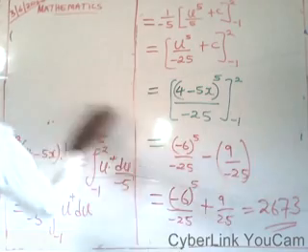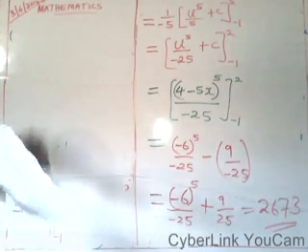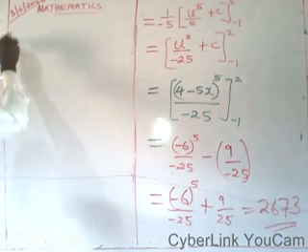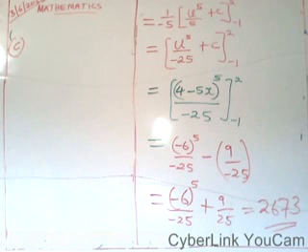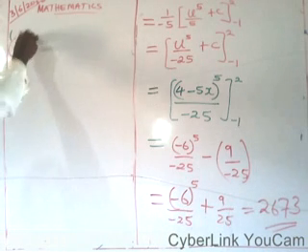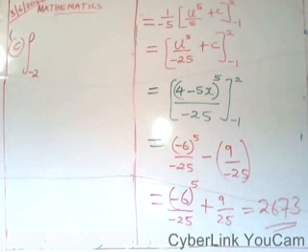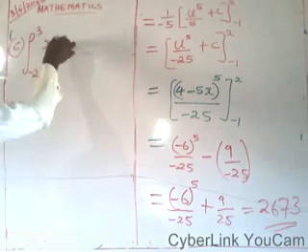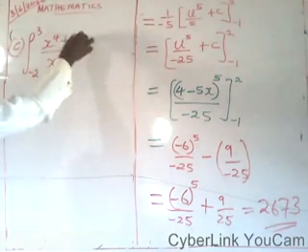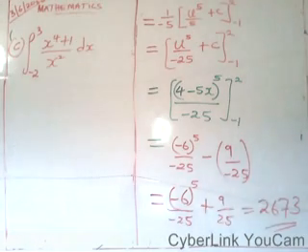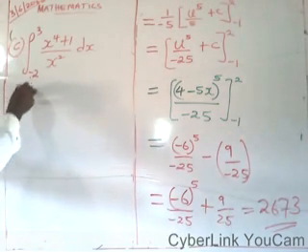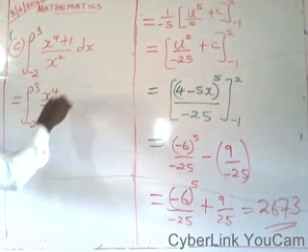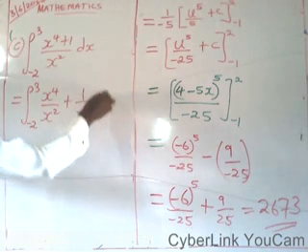C. What I have in C is the integral from -2 to 3 of (x raised to power 4 plus 1) all over x squared dx. If you have a problem like this, you are going to split it, and you are going to have the integral from -2 to 3 of x raised to power 4 all over x squared plus 1 all over x squared dx.